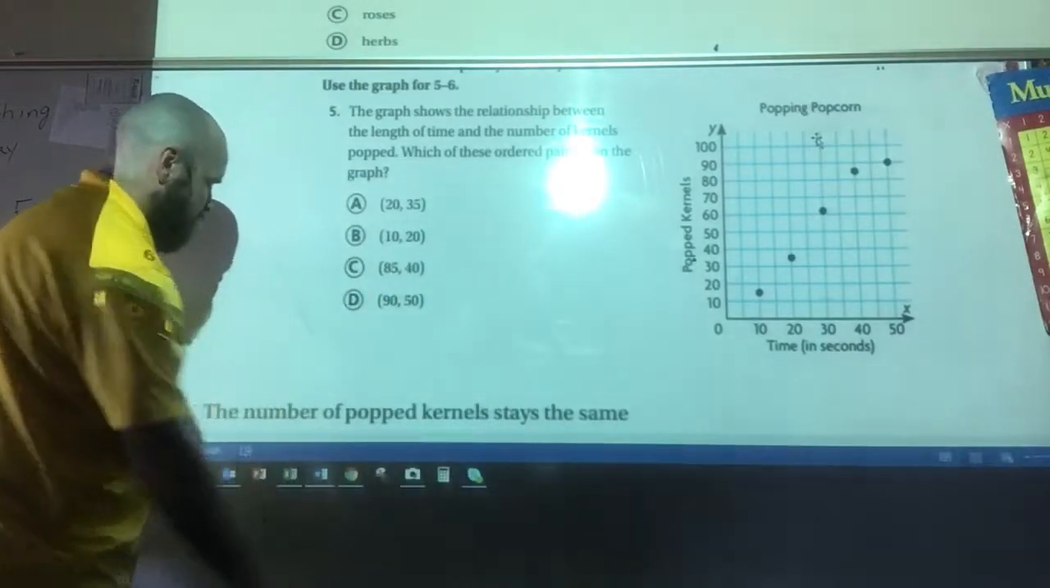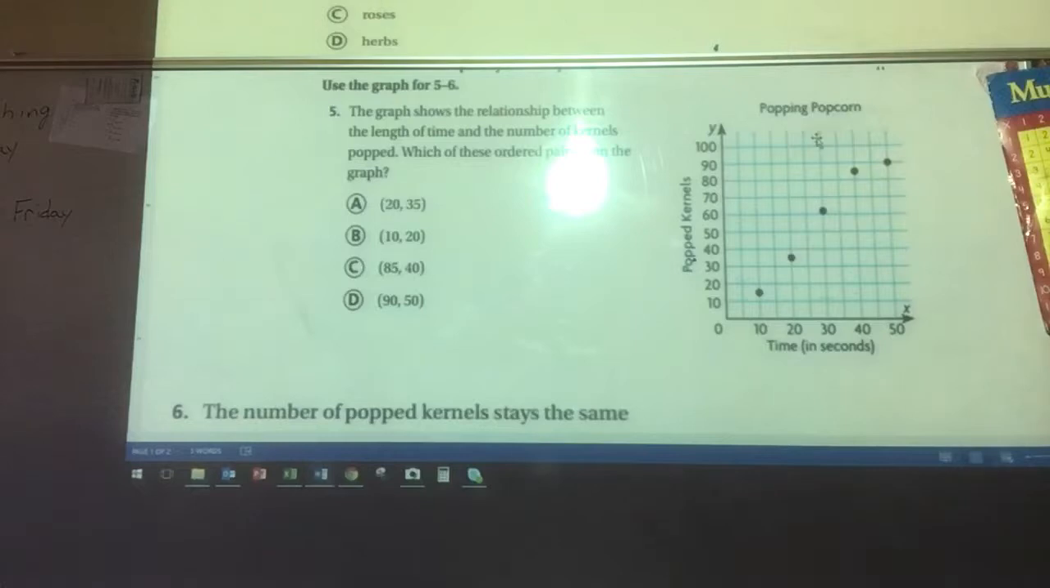All right, let me slide that up so we can see number 6. The people that don't understand it would probably guess 10, 20 because they're like, okay, the 35's not on there.